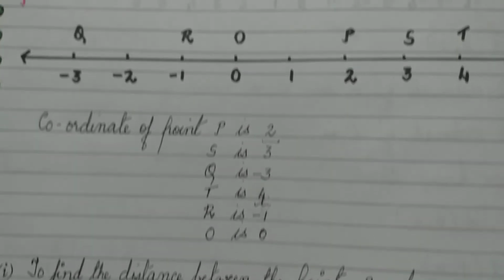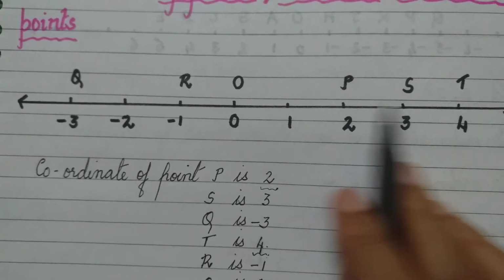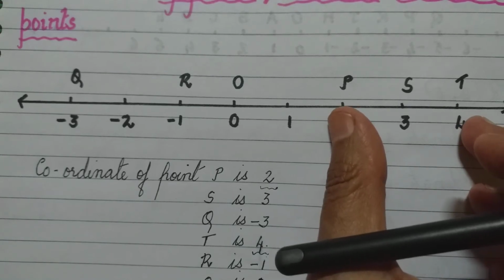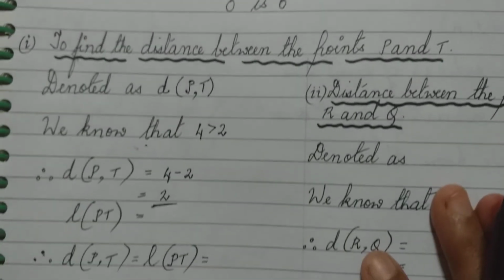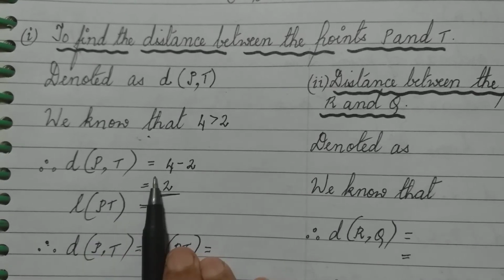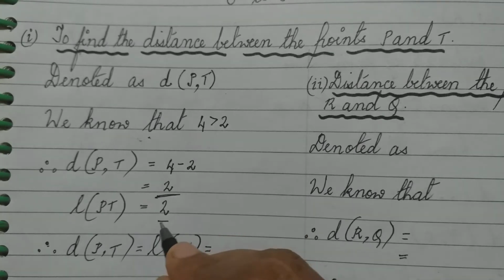Then also we have length of PT. What is length of PT? It is the length of this distance between P and T. Okay, how much is this distance? That is length PT. Length PT will be the same as the distance between the points P and T. So length of PT is also equal to 2.